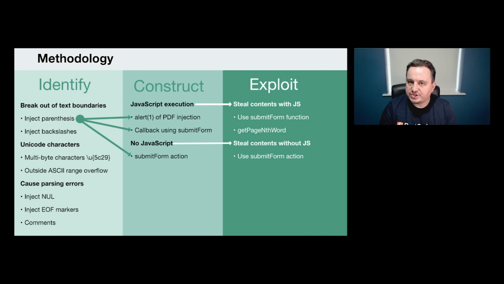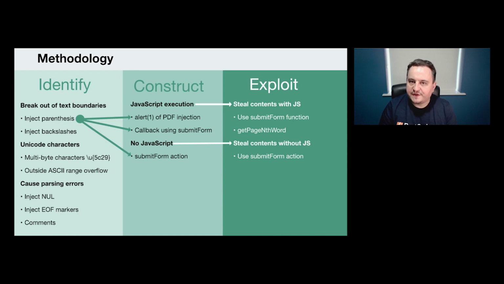I also tried multi-byte characters, for example 5C29, which is the backslash and the closing parenthesis. The idea here would be to inject a multi-byte character. The library would then convert them to single byte characters, which may allow those dangerous characters to cause PDF injection. I also tried ASCII range overflow, adding a character over the ASCII range that might get converted into another character like parenthesis or backslash. I also tried causing errors in the PDF rendering process by injecting nulls, end of file markers, or comments.